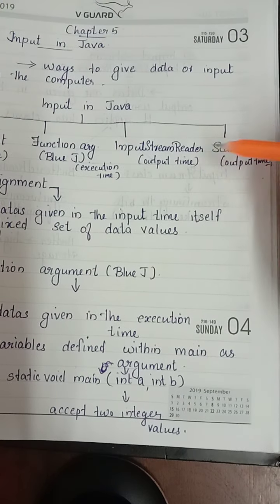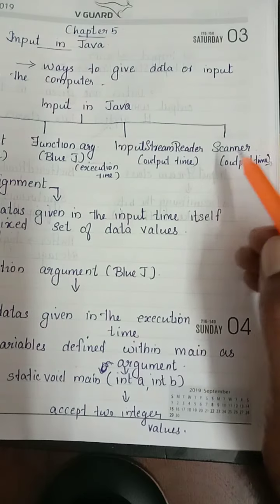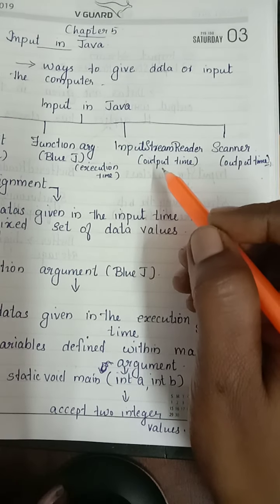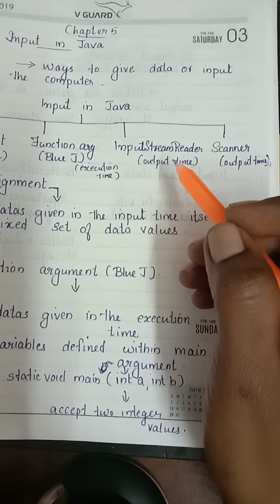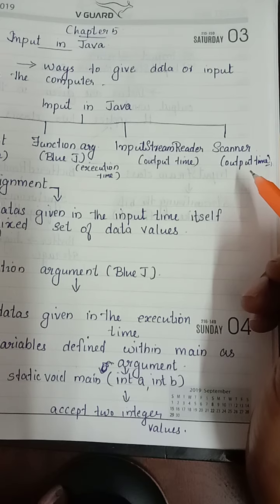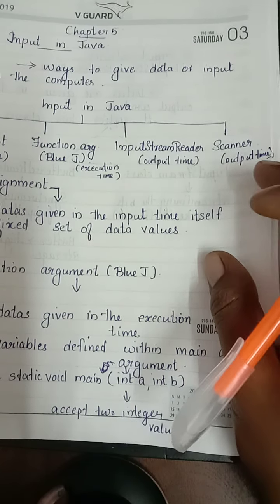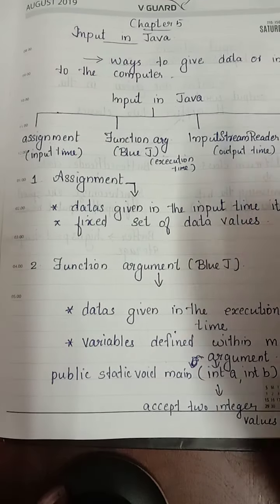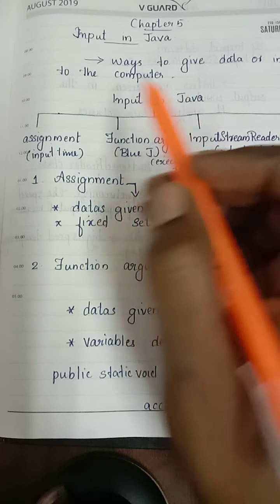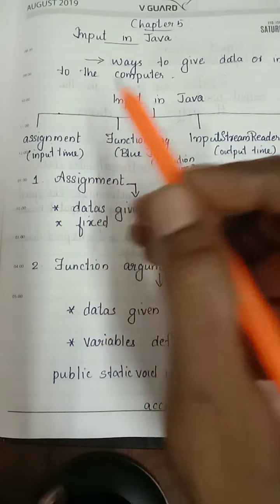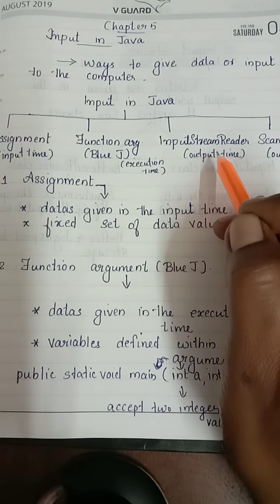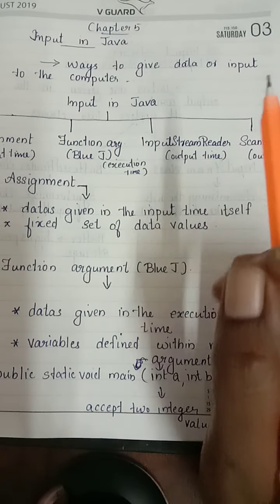The next two, input stream reader and scanner class: in the output window itself, we give the values. In the scanner class also, we give the values at the output time itself. One more time, the 4 types of inputs in Java: first, assignment; second, function argument; third, input stream reader; and fourth, scanner class.